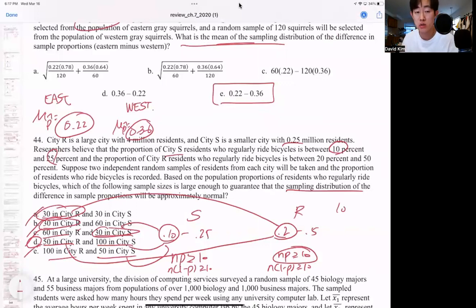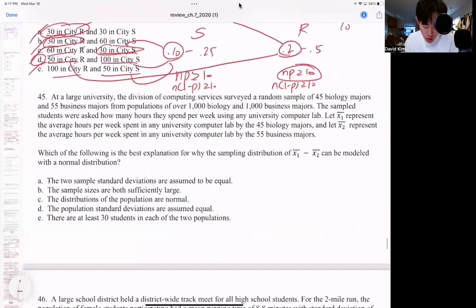N times P is greater than or equal to 10 is the only thing you use for 44. 45, which of the following is the best explanation for why the sampling distribution can be modeled with a normal distribution? So we have a survey, random sample. Okay, so N is 45 and 55 for the population of 1,000. And let X2 represent 55. The two sample standard deviations are assumed to be equal. That has nothing to do with normal distribution.